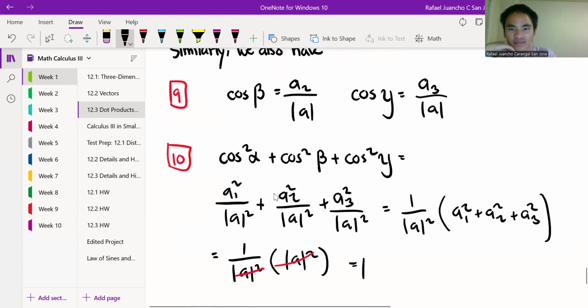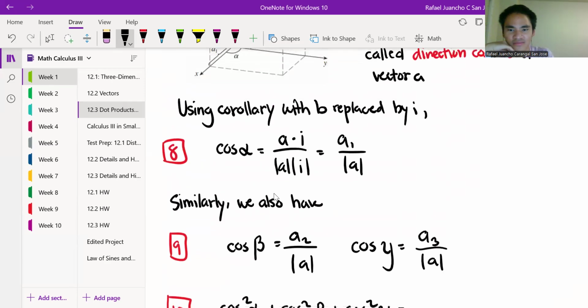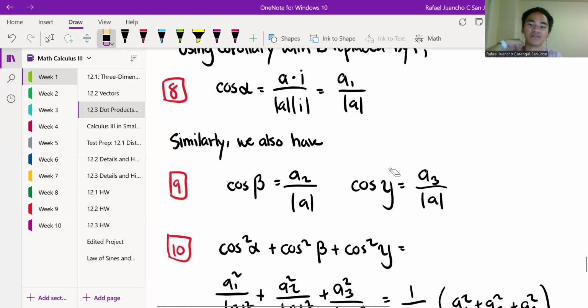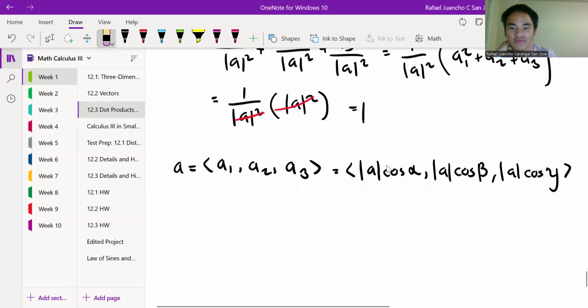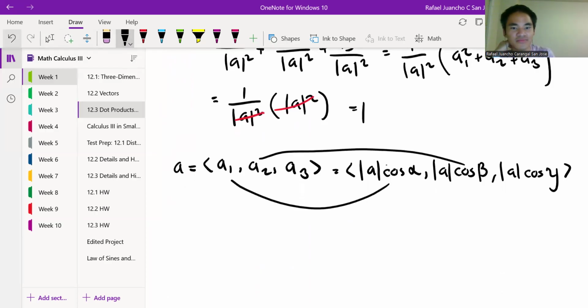How? It's because of this thing. Or was it this one, right? So we just multiply it. So from here, A1 is their length times cosine of the Greek symbol. And same goes for beta and epsilon, or for the other two components. And so that's how we were able to come up with these things.